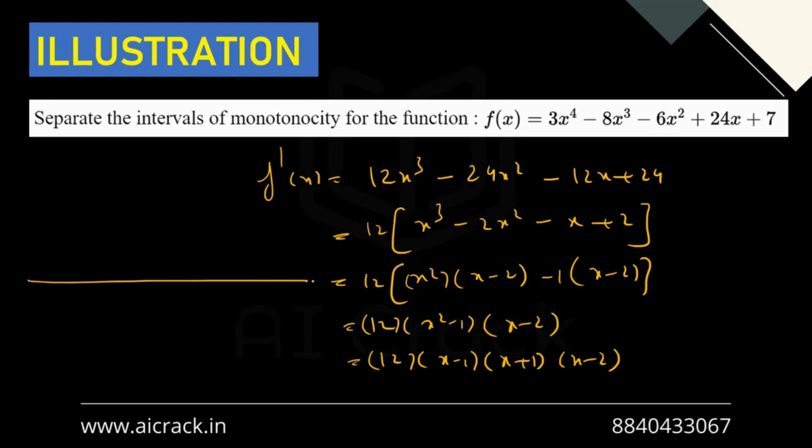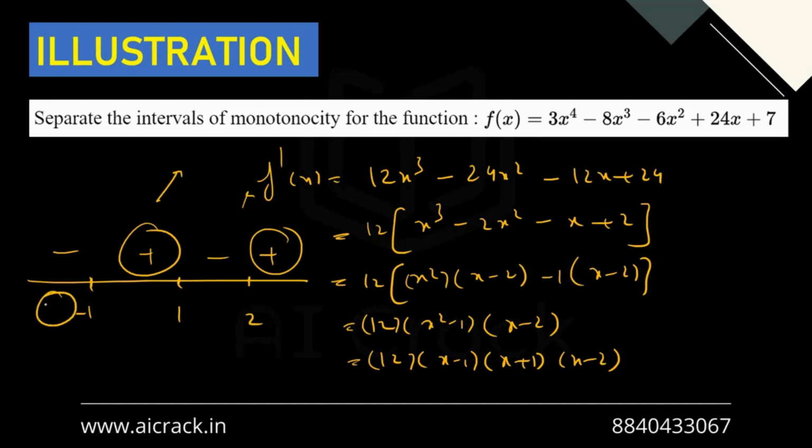If we go by the wavy curve method once again, what are the critical points? 1, minus 1 and 2, right? So this is minus 1, 1 and 2. So plus minus because it's in the standard format, right? I can see that this particular interval is for the increasing type of function, and this particular interval and this particular interval is for the decreasing type of function.